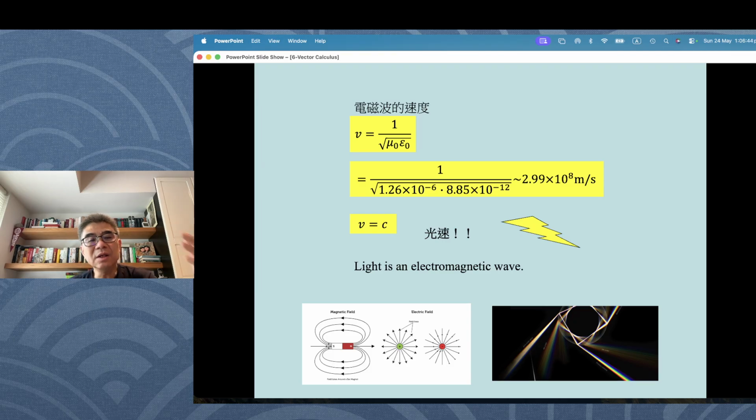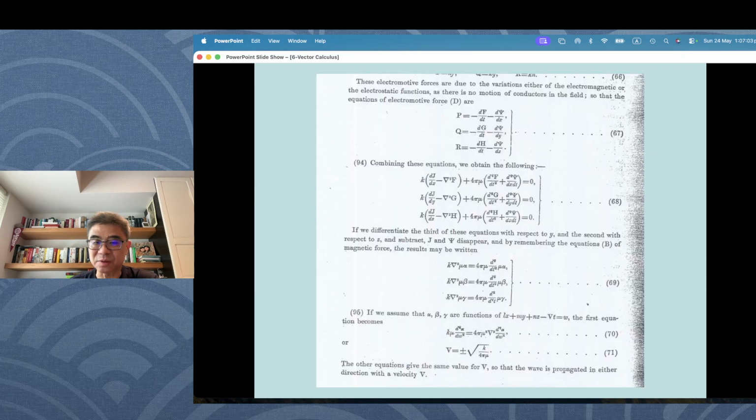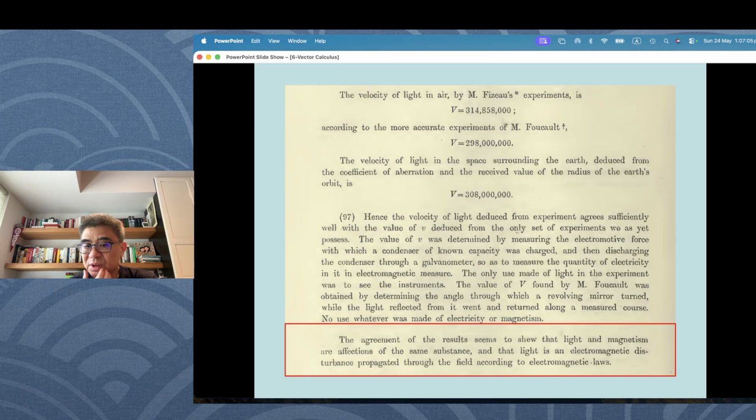disturbances of the electric field and magnetic field. And even more surprising, light is one kind of electromagnetic wave. So in one stroke, Maxwell unified electromagnetism and optics. It's almost the highest point of physics in the 19th century. That's for sure. Let's quote the original words of Maxwell in his paper.